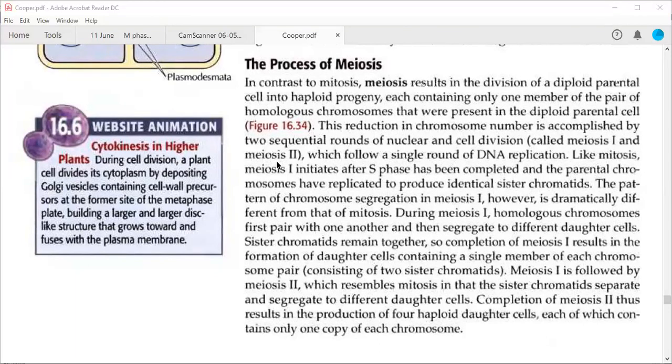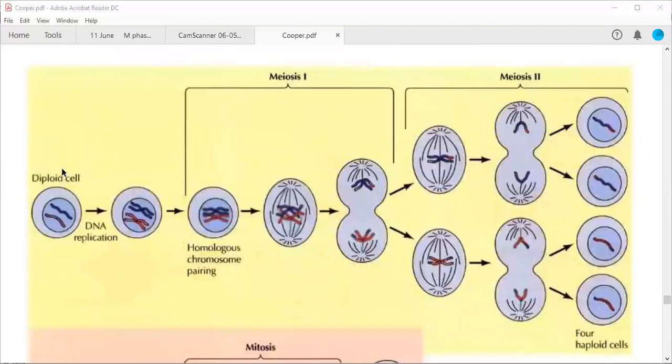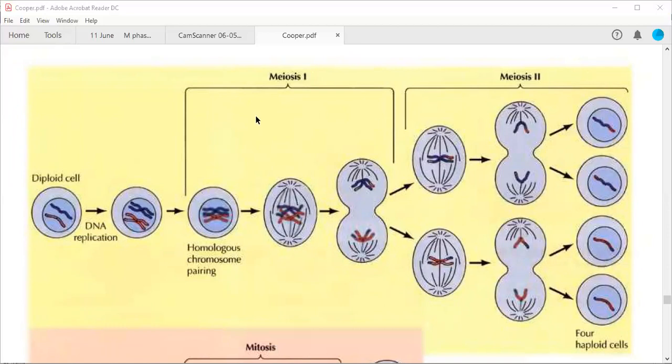What is the major difference? Meiosis 2 is very similar to mitosis, whereas meiosis 1 is different because it has a prolonged prophase. The prophase of meiosis 1 is much more complex than mitosis. So you will see here that when a diploid cell needs to make gametes, or haploid cells, it needs to undergo meiosis, meiosis 1 and then meiosis 2.